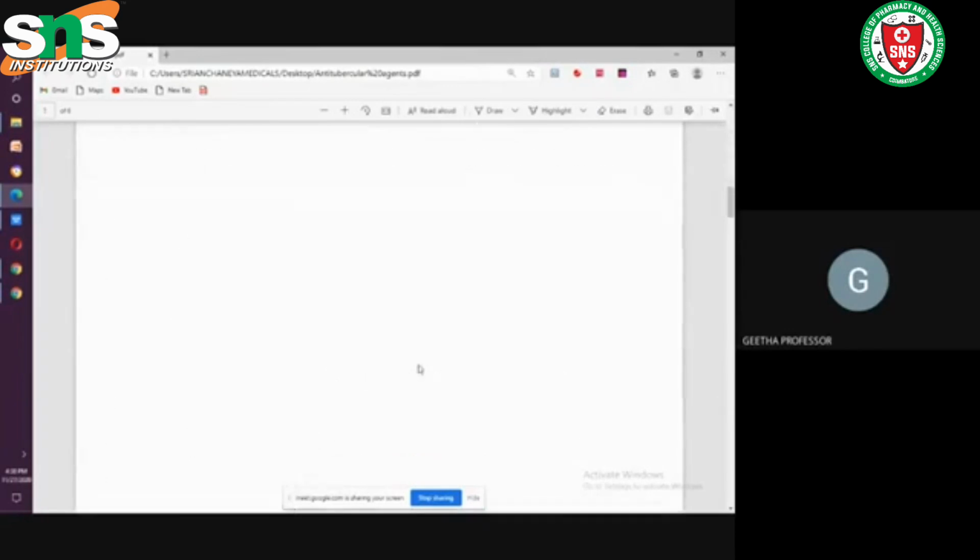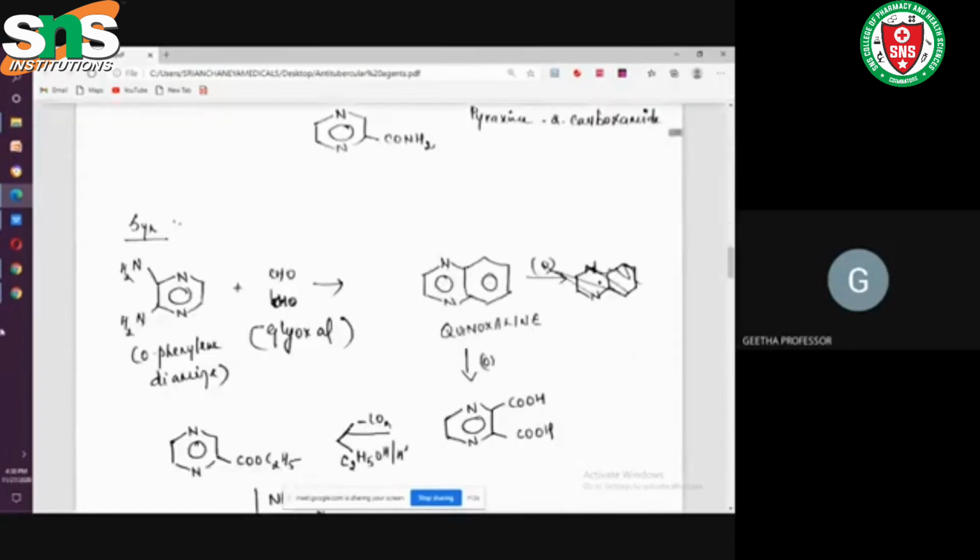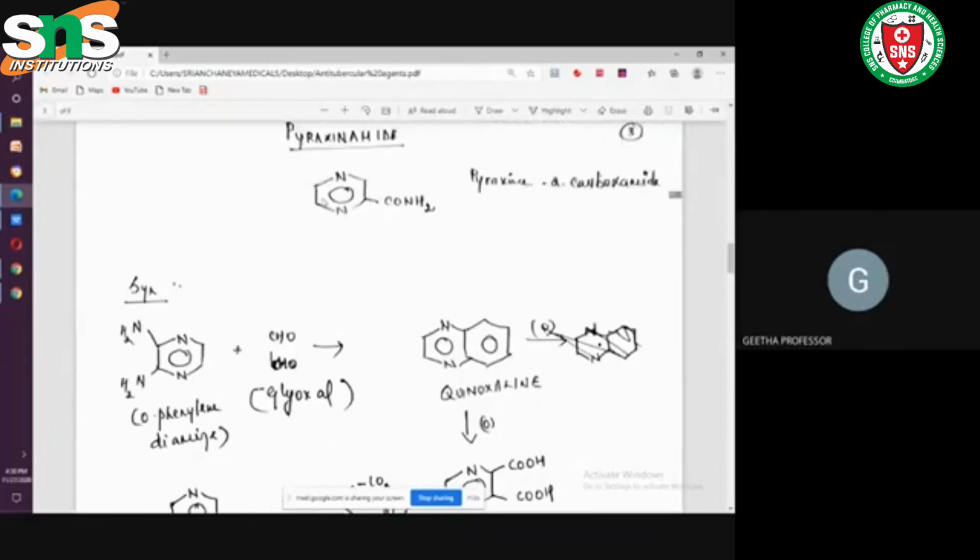Coming to the next drug, pyrazinamide. Pyrazinamide is a 6-membered ring, pyrazine, containing nitrogen at the 1,4 positions. We have an amide group, so it is pyrazine carboxamide, or pyrazine amide.